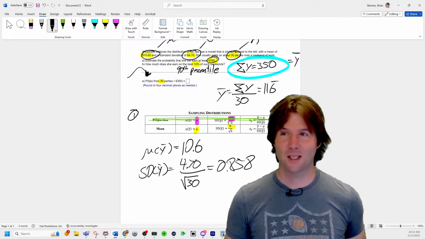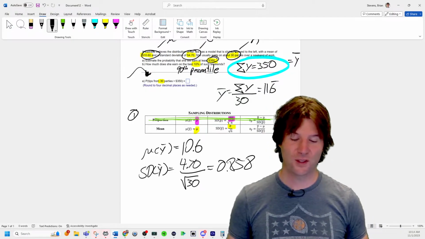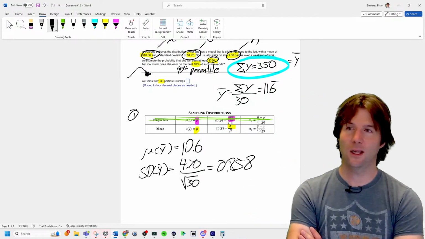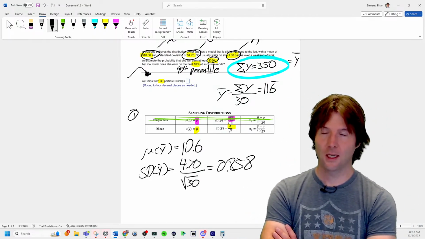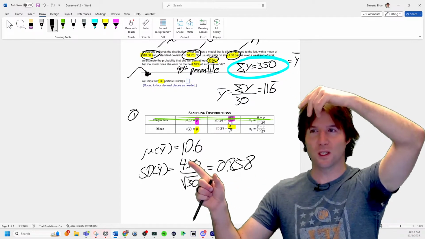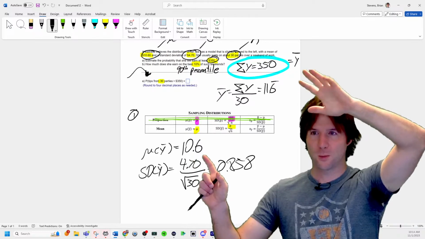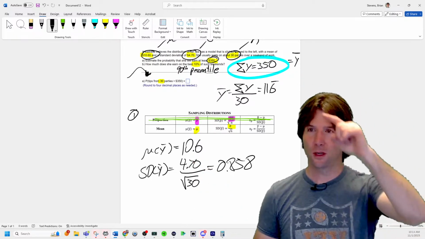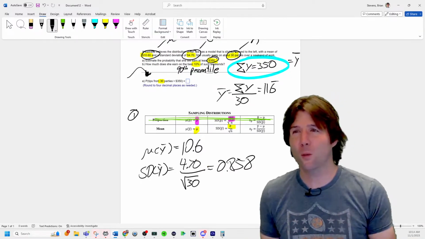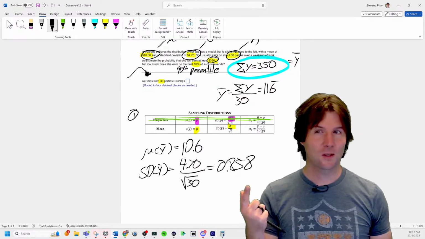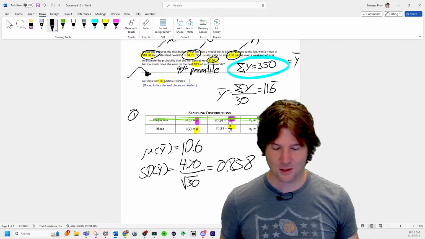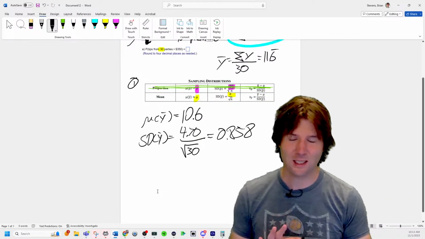Now, if this was a test question, we might ask you for the z-score of 11.6. Notice 11.666 repeating and 10.6 have a difference of about what? Just pretend this is 11.6 and 10.6. They have a difference of about 1. And think about this, the standard deviation is 0.858. So could you guess the z-score? Just give a guesstimate of it.